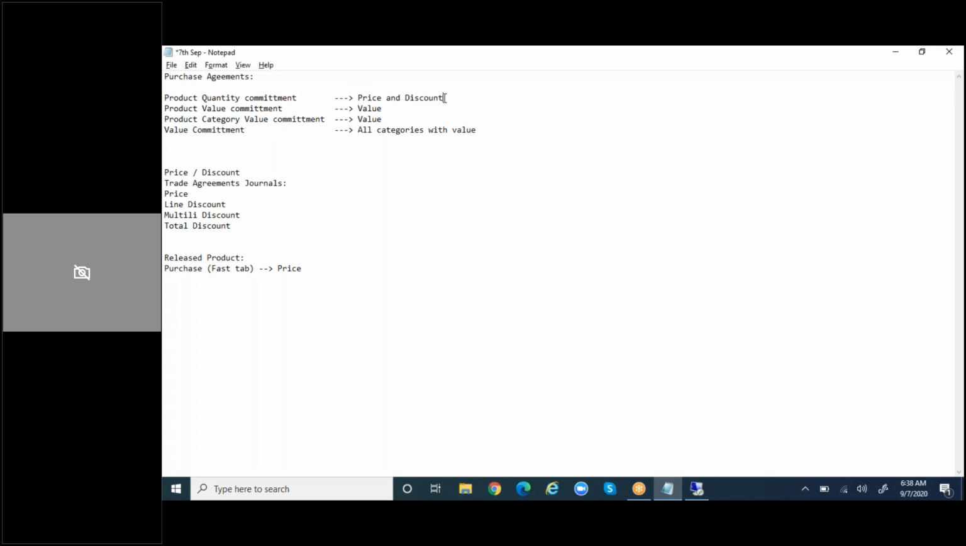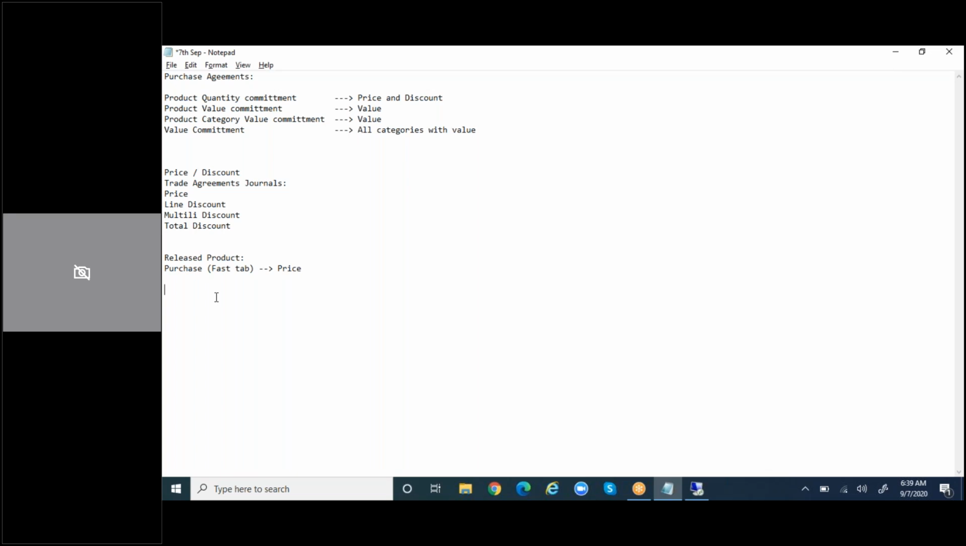If purchase agreements do not exist, then it will search for trade agreement journals. If the prices exist there, then it will capture. If they do not exist here either, then it will verify whether the released product prices exist or not. If not, then it will be blank. So the first priority is this one, second priority is this one, third priority is this one. If it does not exist in the 3 places, then the price will be blank in the purchase order.